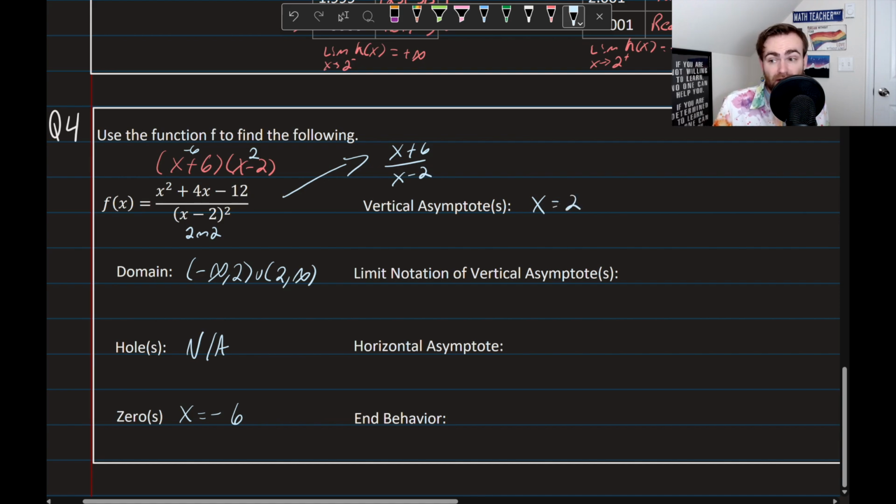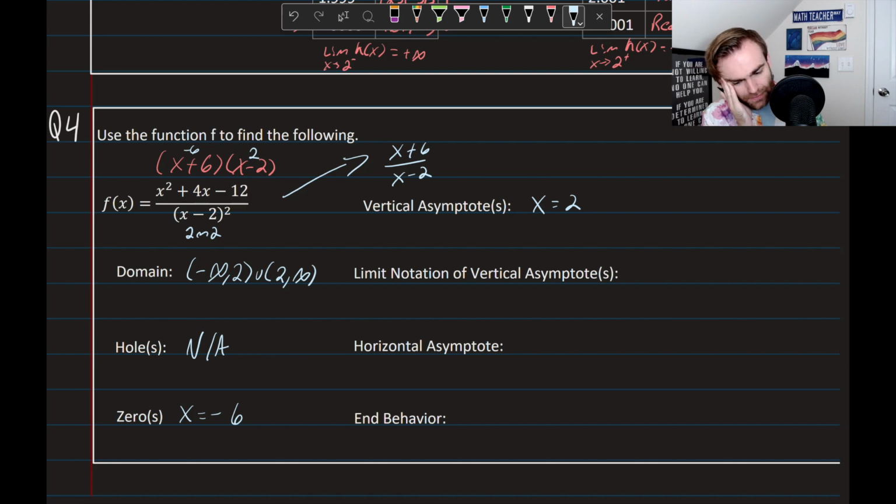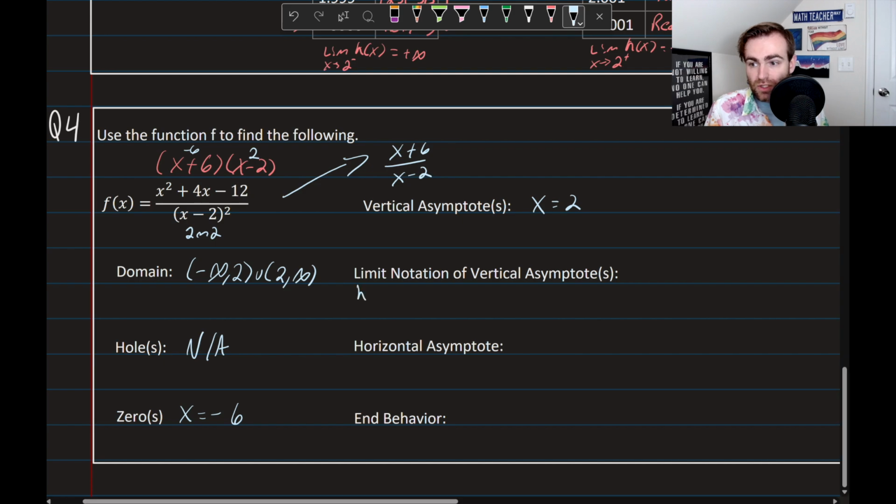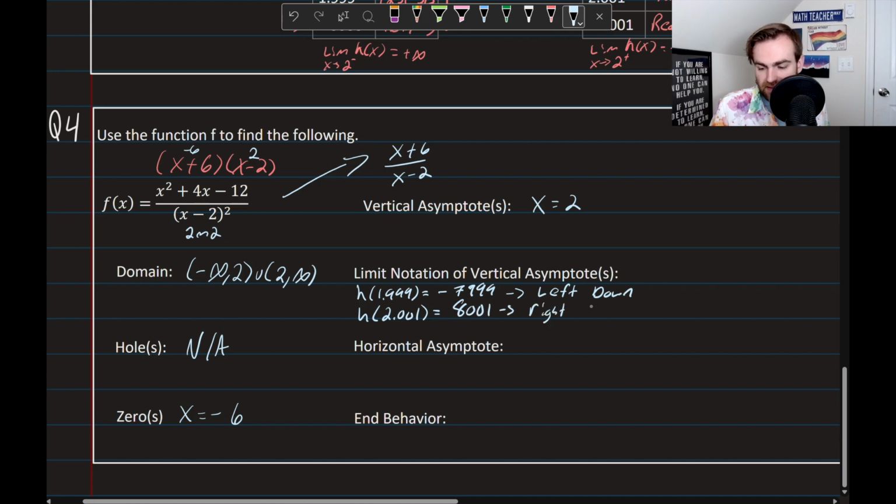The limit notation of our asymptotes, well, we need to figure out what's happening here first. So this is where we're going to plug in values. h of 1.999 is equal to negative 7,999. So the left is going down. And then h of 2.001 is equal to 8,001, which means the right is up.